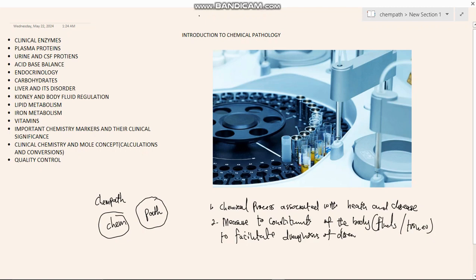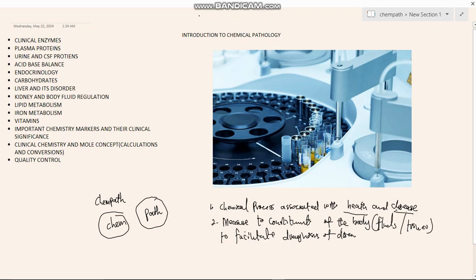So first of all, we study the chemical processes associated with health first and then diseases. So these are two different things, health and diseases. So all the chemical processes that go on in the body, we study them, and then we study the chemical processes that go on in bodies that are diseased. Then after making our studies, we measure constituents to diagnose these diseases or these chemical processes that have been studied. So that is basically what chemical pathology is about.